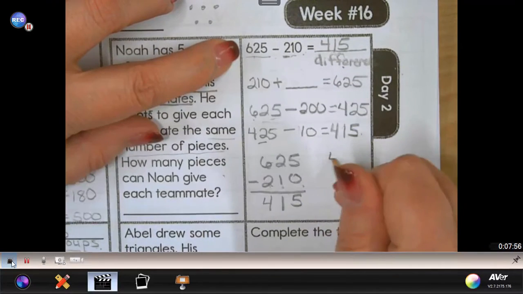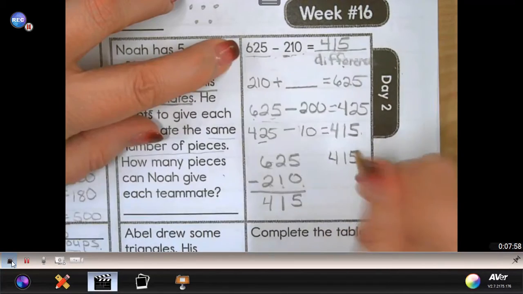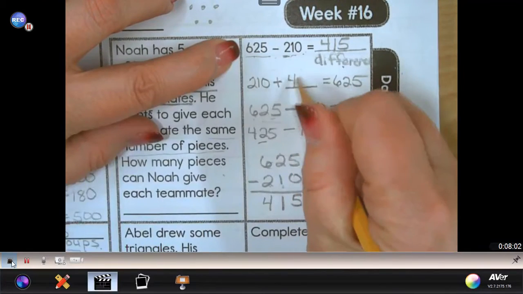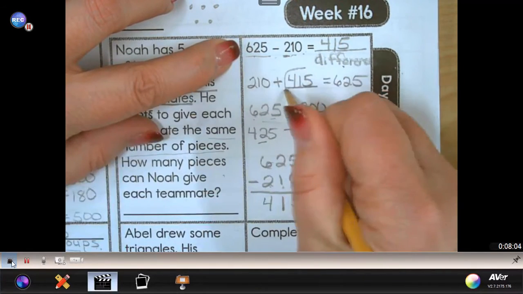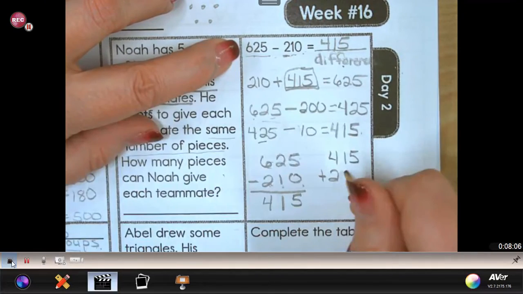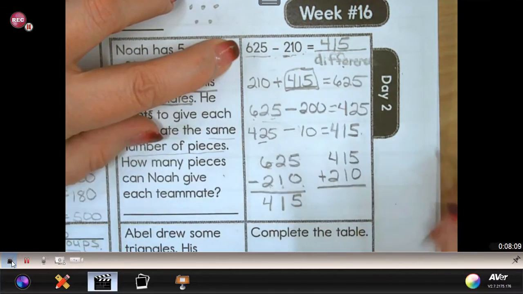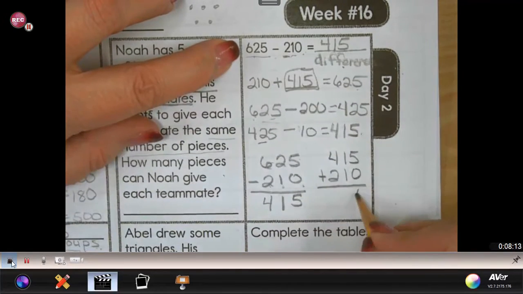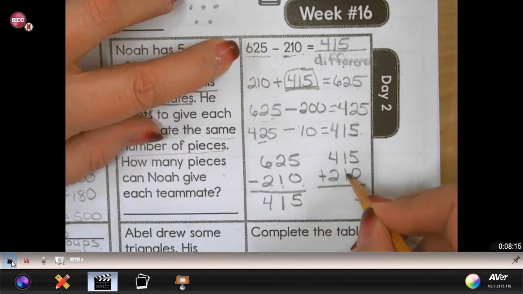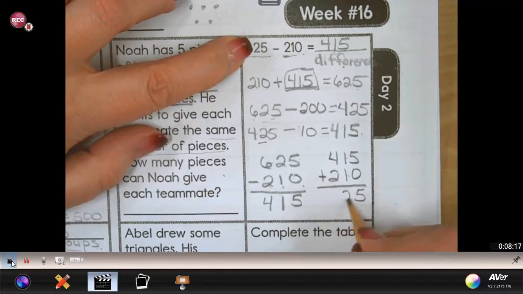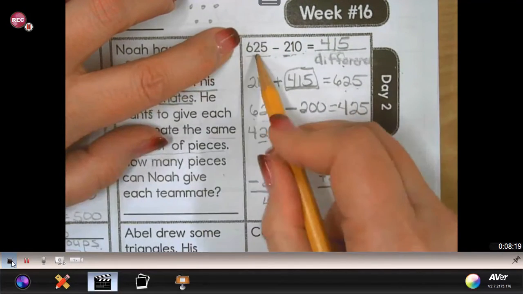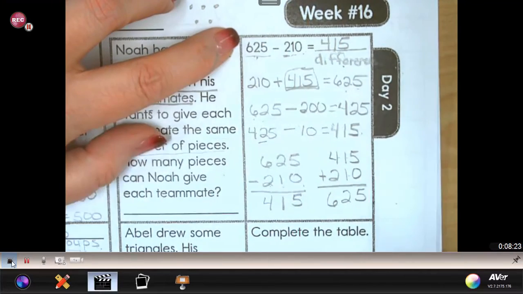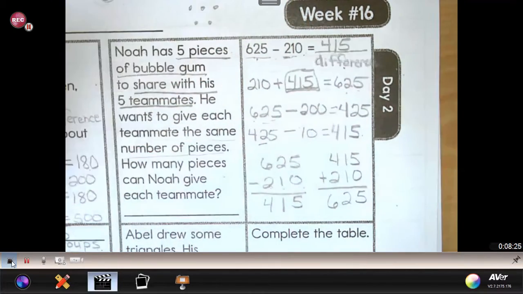Now, to check my subtraction, I can always use addition. So basically what I would be doing is putting that missing part back in, adding it up to make sure it adds up to 625. So 5 plus 0 is 5. 10 and 10 is 20, which is that 20 here and that 20 there. And 400 plus 200 is 600. So we did our subtraction correctly.